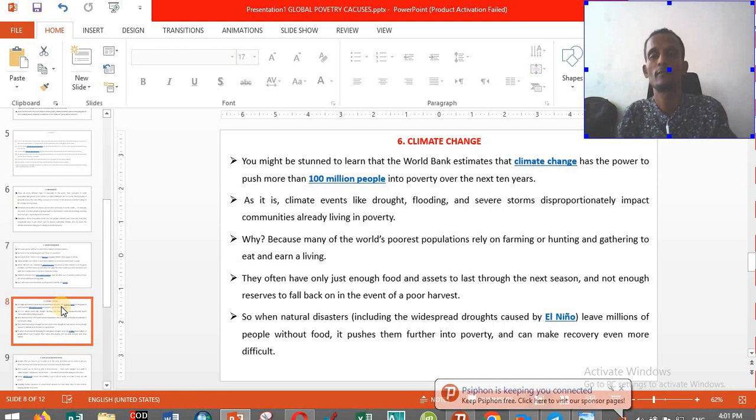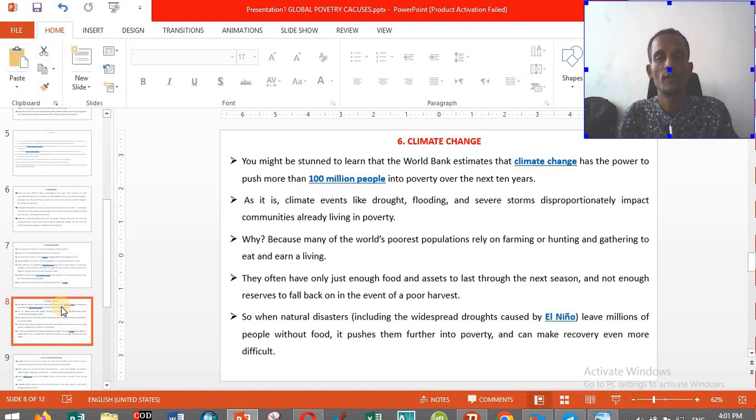The other one is climate change. You might be stunned to learn that the World Bank estimated that climate change has the power to push more than 100 million people into poverty over the next 10 years.